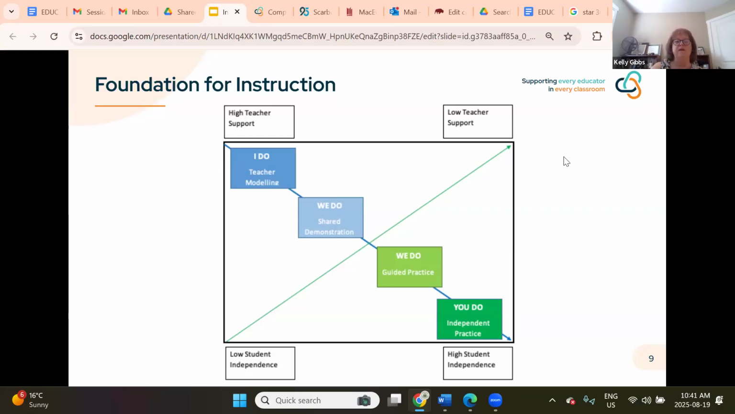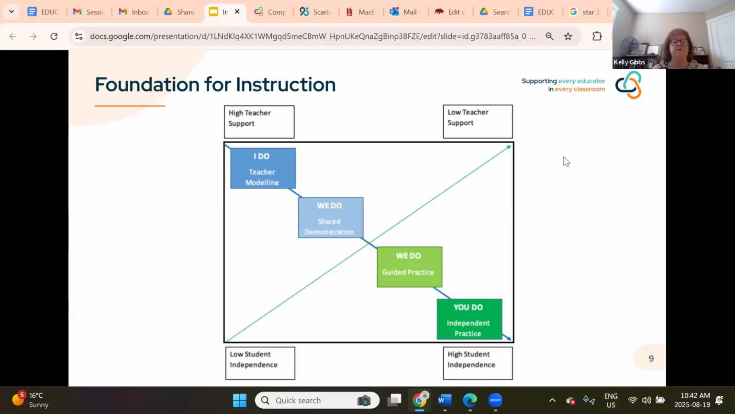One of the things that we talk about in most of the guides and instruction in general is that release of responsibility back to students. And one of the things that Anita Archer did way back is she put together the idea of doing that through an I do, we do, you do release of responsibility. So it's probably very familiar to most people.